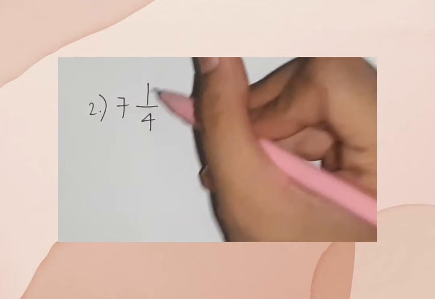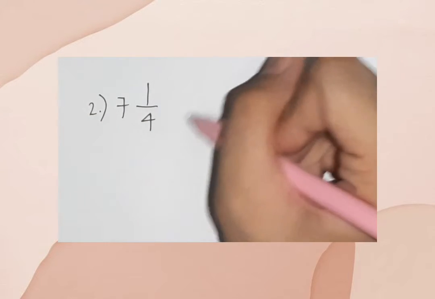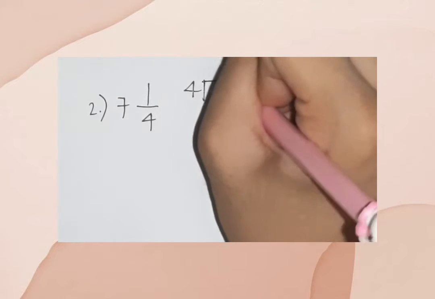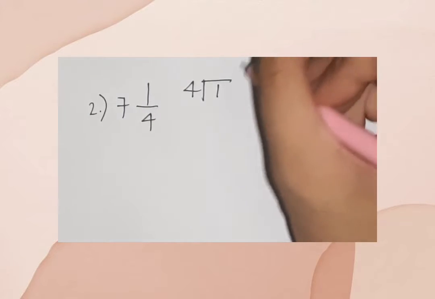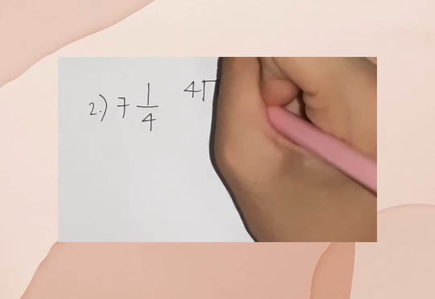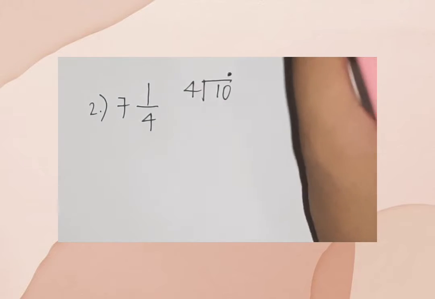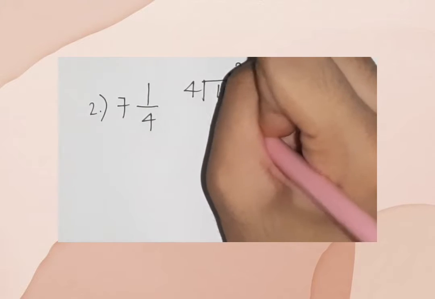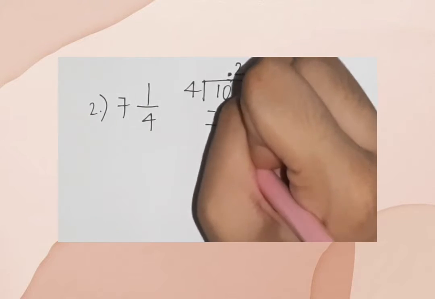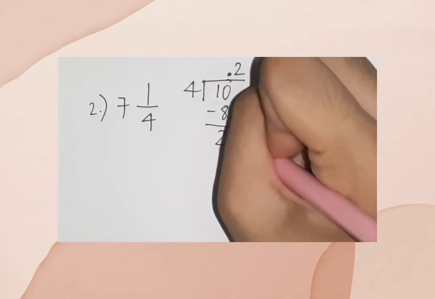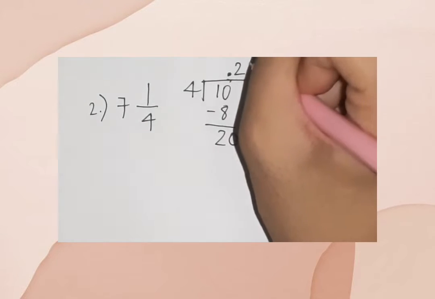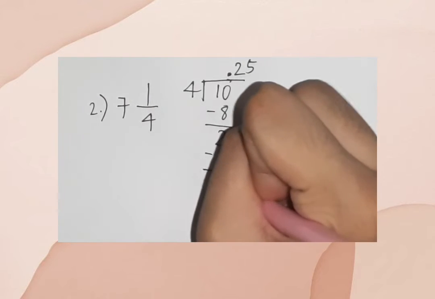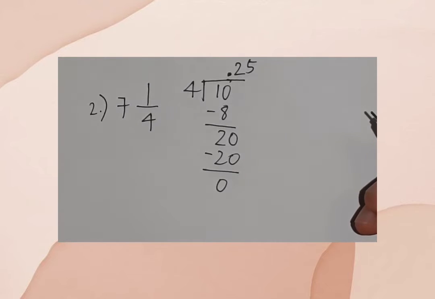Second example, 7 and 1/4. Our first step is to separate our whole number from the fraction because it is a mixed number. 1 divided by 4 cannot be, so let's put 0 and the decimal point. 10 divided by 4 is 2. 2 times 4 is equal to 8. 10 minus 8 is equal to 2. Add another 0. 20 divided by 4 is 5. 5 times 4 is equal to 20.